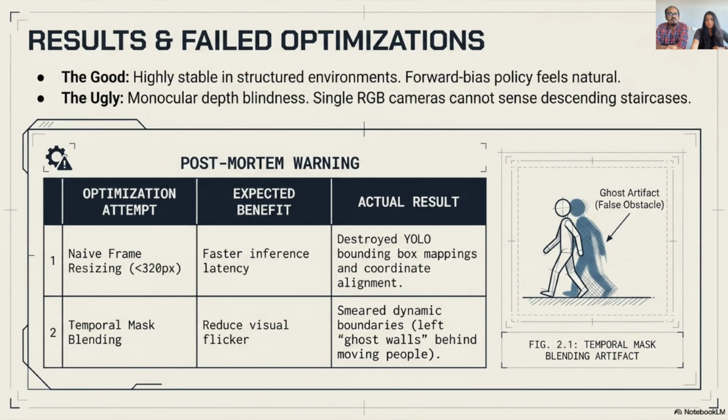The second was temporal mask blending, meant to reduce flicker. Actual result? Ghost walls. When a person walks across the frame, the blended mask retains a faint silhouette of where they used to be. Classified as an obstacle, the user gets warned about walls that don't exist. We removed temporal blending entirely. The decision-level smoothing on slide 10 handles stability without ghosts in the spatial layer.